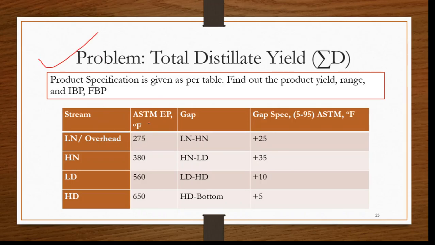So this is a problem to find out the yield of the material. These are the given values: the ASTM endpoints of all four products, light naphtha, heavy naphtha, light distillate, and heavy distillate, are given. Gap values are given here, and with the help of these two sets of values we have to find out the yields of each and every fraction. We'll discuss that in the next slide. Thank you.